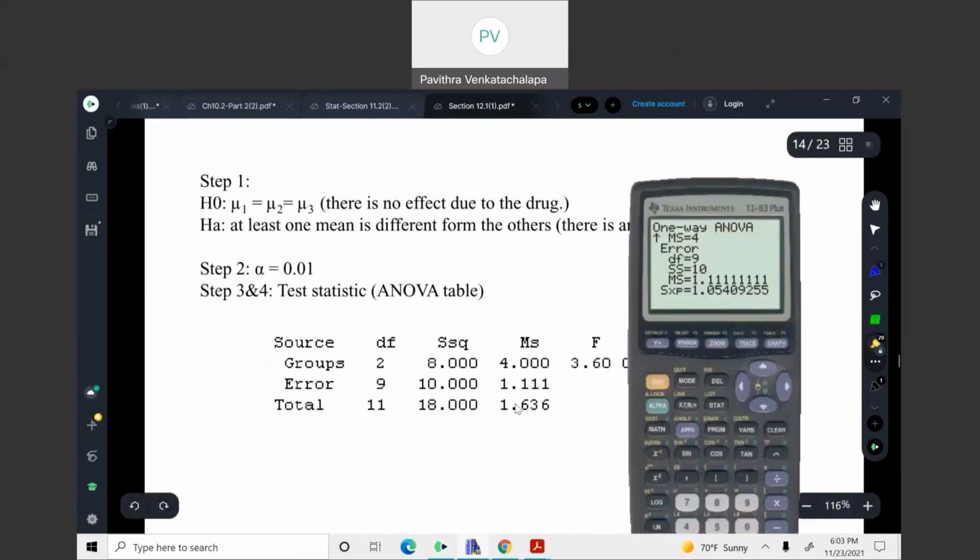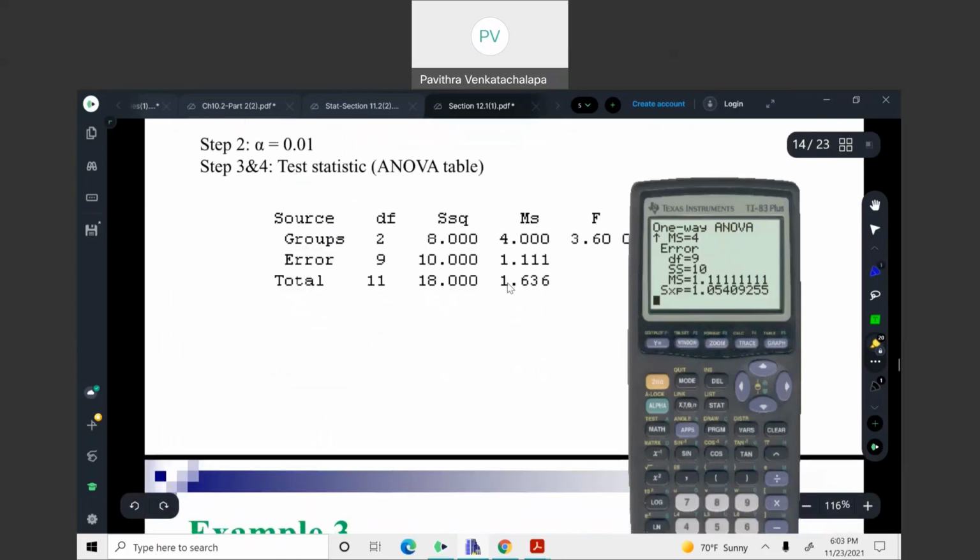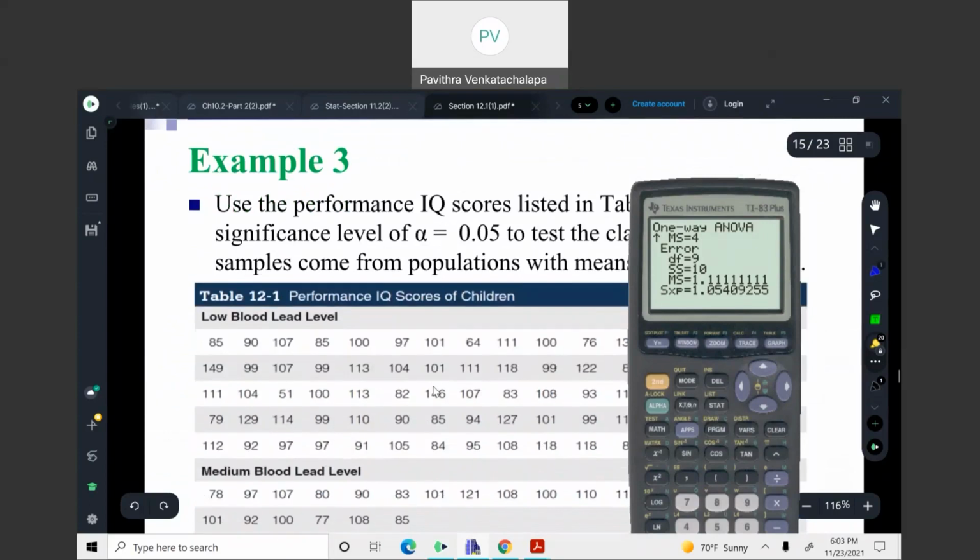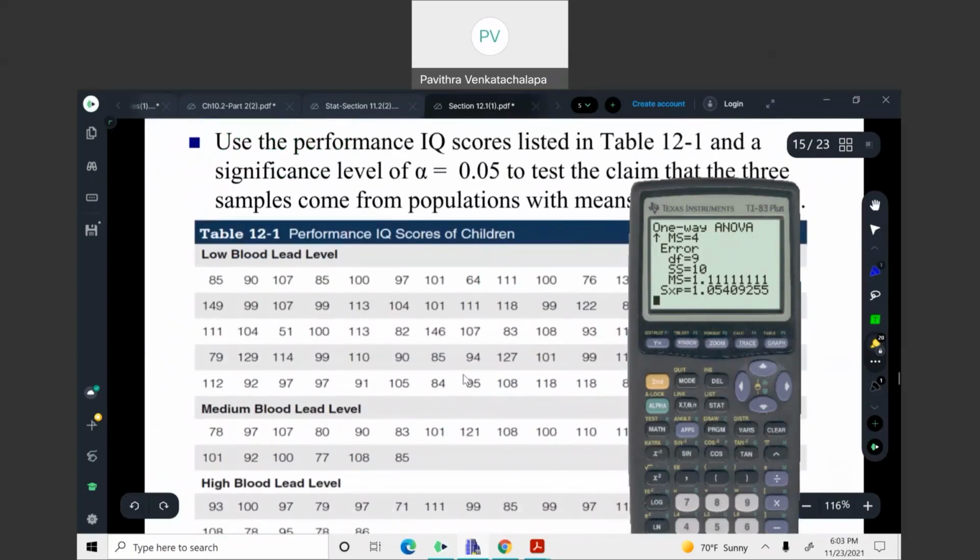And here in the third row, whichever is mentioned as 11, 18, 1.6, this is nothing but the addition of the above. Okay, and this has to be, this is not 1.636. Okay, now, so that's one way of doing.